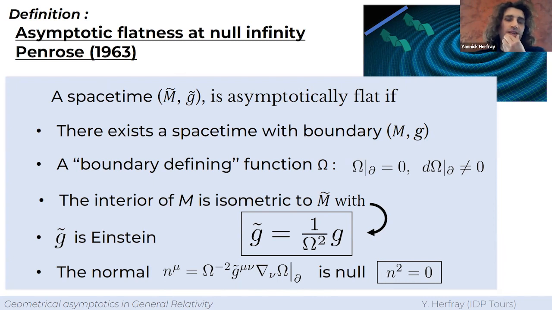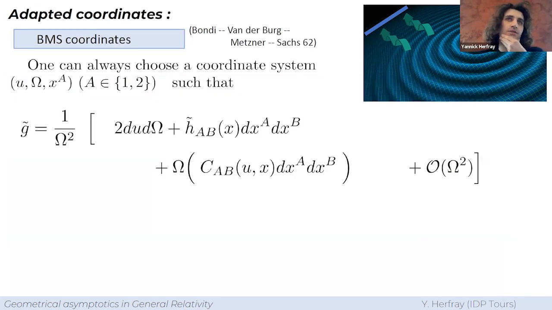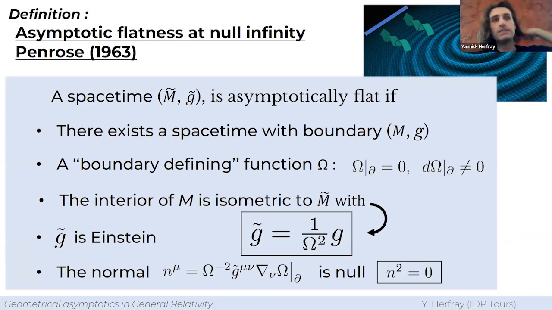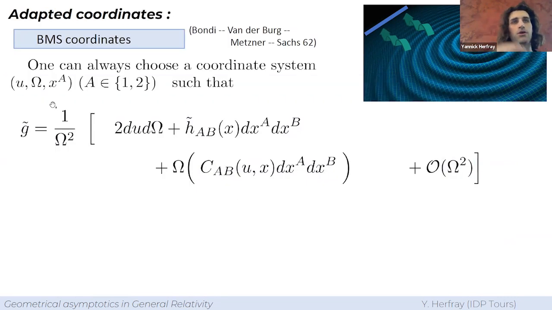Okay, so this is the Penrose geometrization of what is asymptotic flatness. In practice, you don't need to do this, but a lot of people do: you choose a nice coordinate system in the neighborhood of scri, and you do some formal expansion close to the boundary. So omega equals zero is the boundary, and then you expand. This would be zeroth order, this is first order, and then you have second order pieces.